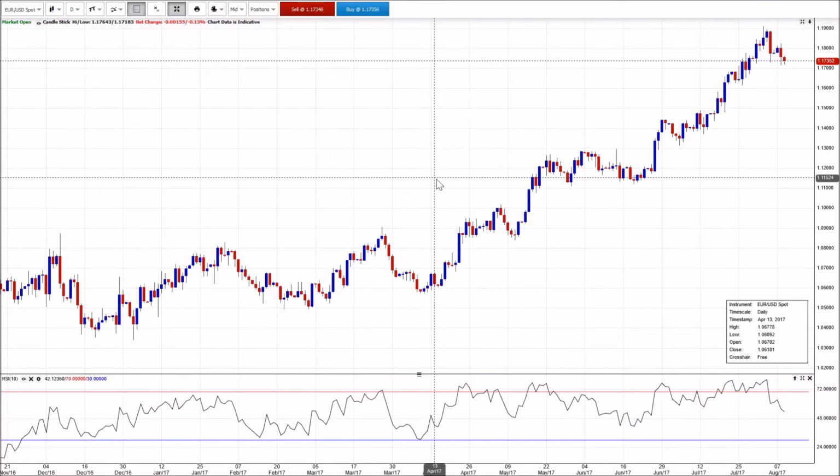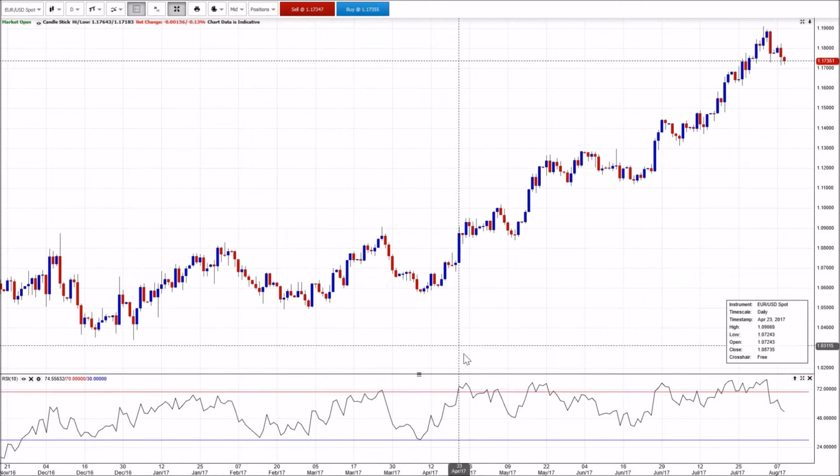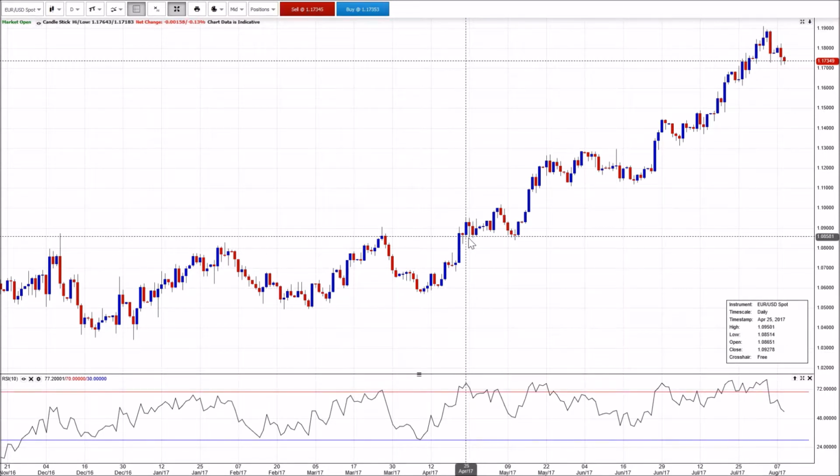So actually, can we see any? I don't think we can see much here at all. Actually, maybe it's a good example that it doesn't work all the time, because the trend in euro has been so strong.